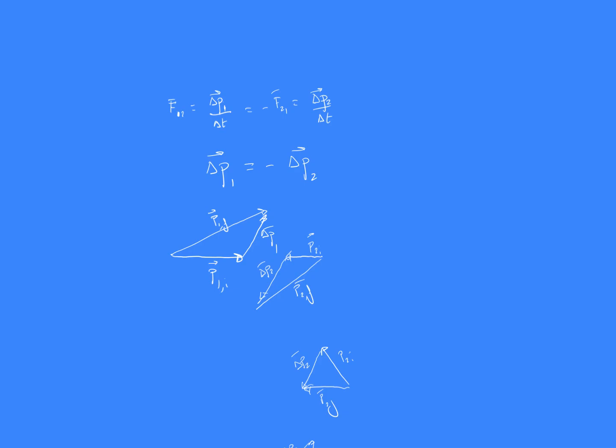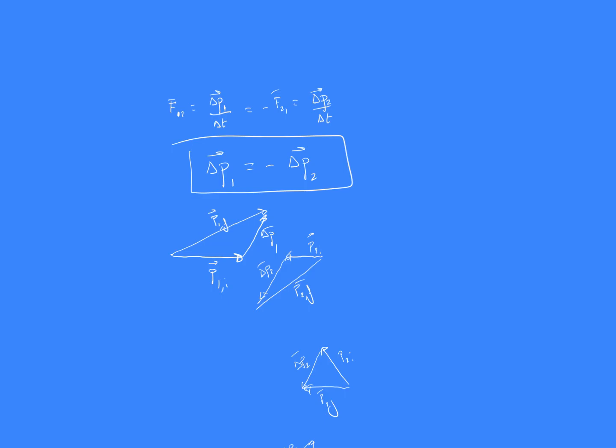F12, the force acting on 1 due to 2, is the change in the momentum of 1 per unit of time, while F21 is the change in the momentum of the second particle per unit of time. And what the third law of Newton, the action and reaction, says is that F12 is equal to minus F21. So the change in P1 equals minus the change in P2. Now I want to see the same principle of conservation of momentum.